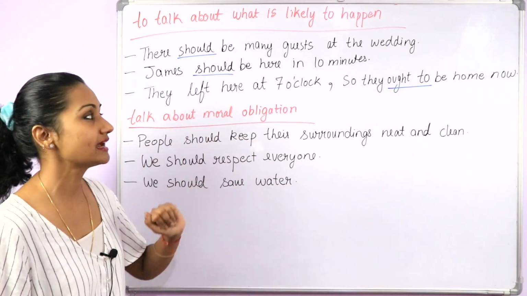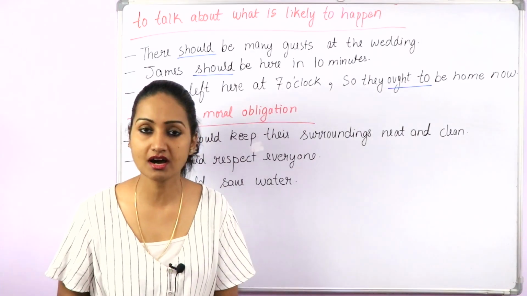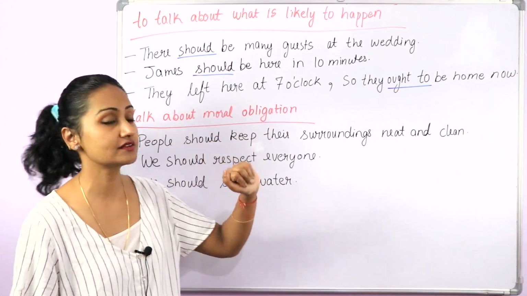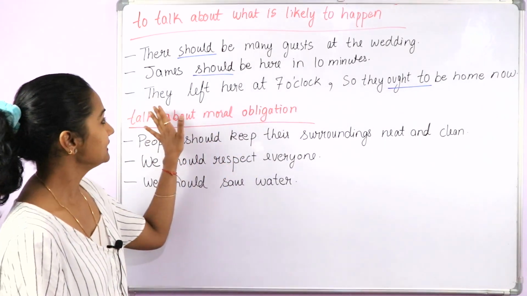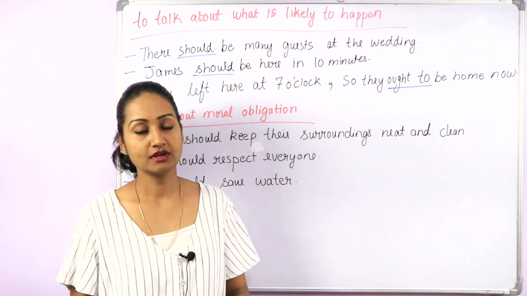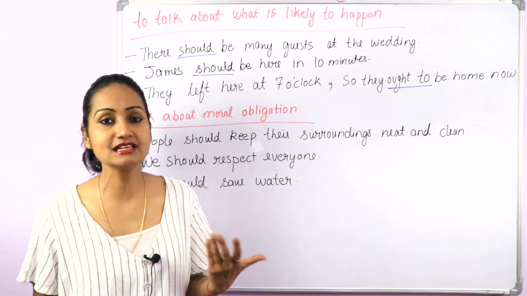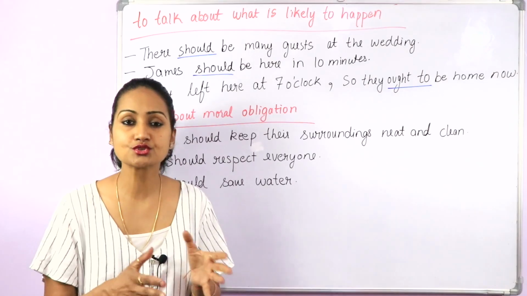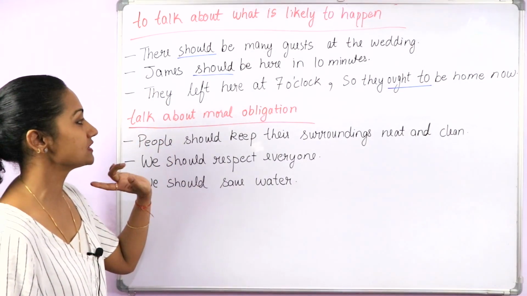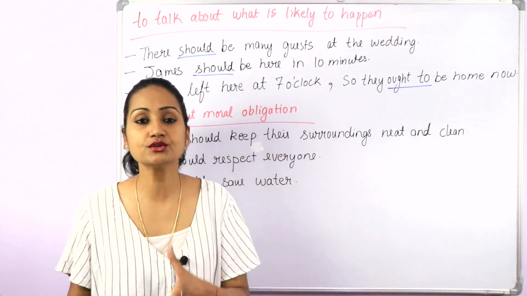James should be here in 10 minutes. I just called him up and he told me that he was parking the car. So there are chances that he should be here in 10 minutes. They left here at 7 o'clock, so they ought to be home now. So this way, when you talk about anything which is likely to happen, then you can use should or ought to. Now next is we use should and ought to talk about moral obligation or moral duty.